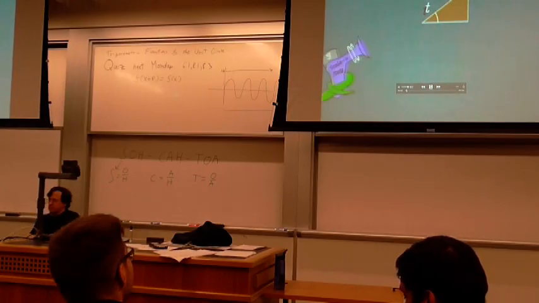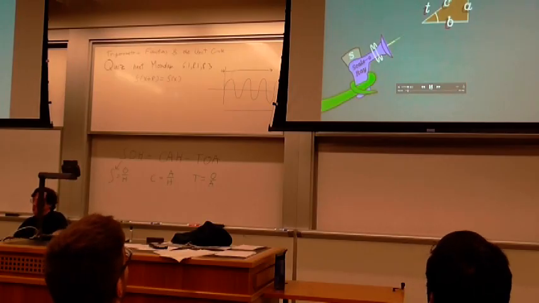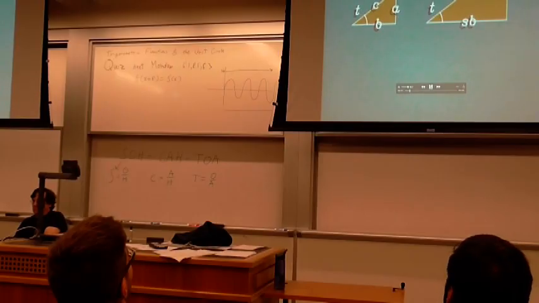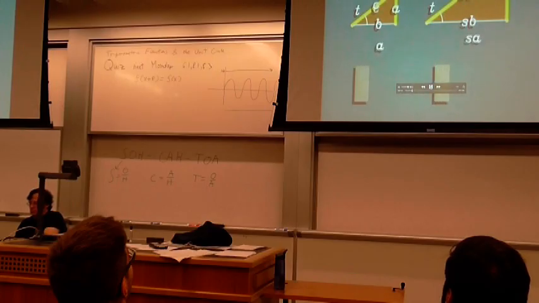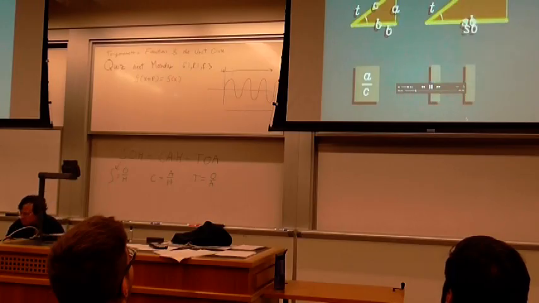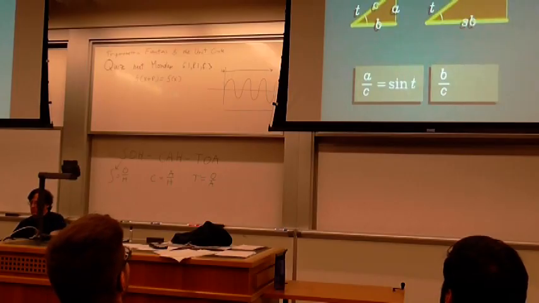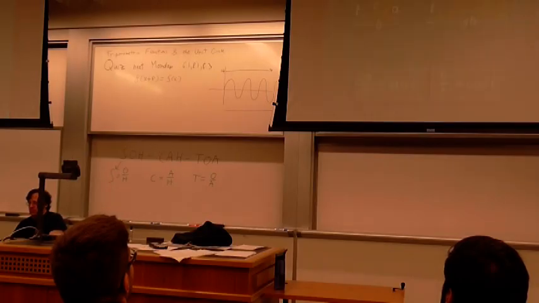Suppose we call this angle T. If we expand or contract the triangle by a scaling factor, we change the sides, but we don't change the angle T. Or the two internal ratios. Or B over C. Now we will show that the ratio A over C is equal to the sine of T, and the ratio B over C is the cosine of T.